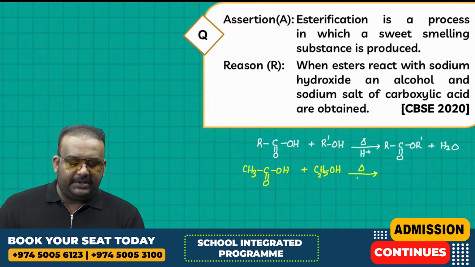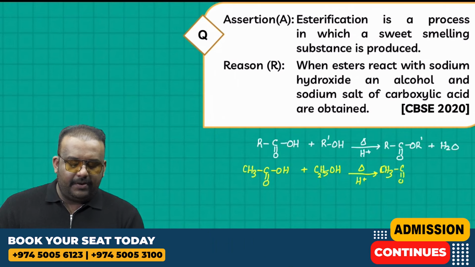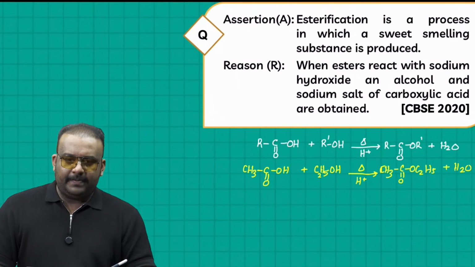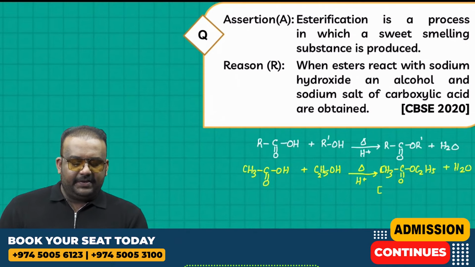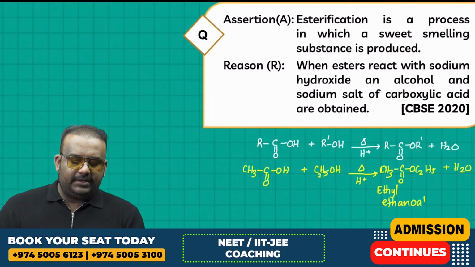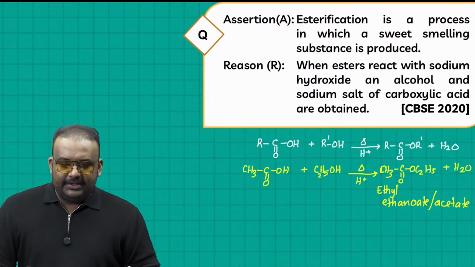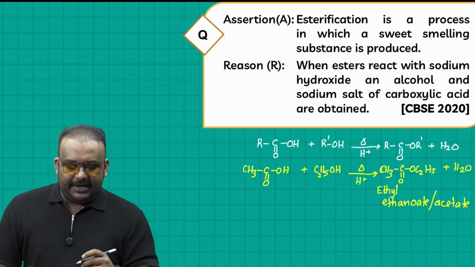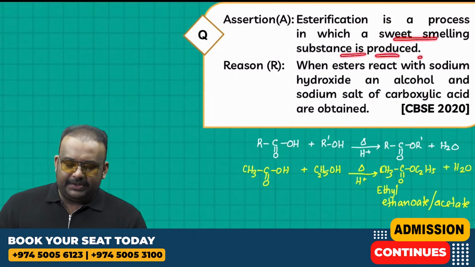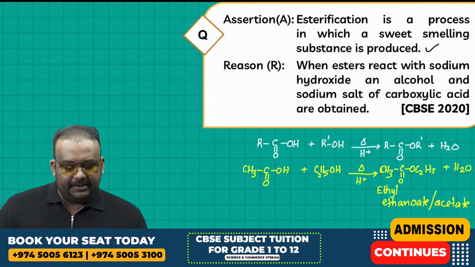When it is heated in presence of an acid catalyst, you get CH3COOC2H5 plus H2O. So here we have an ester formed called ethyl ethanoate, or we can call it ethyl acetate, right? So this reaction is called esterification. So during esterification, a sweet smelling substance is produced is a correct statement, right? So the assertion statement is correct.